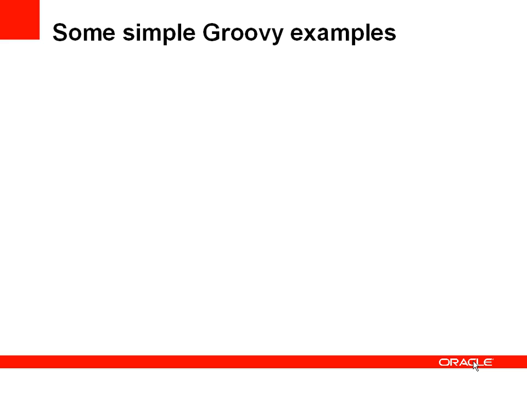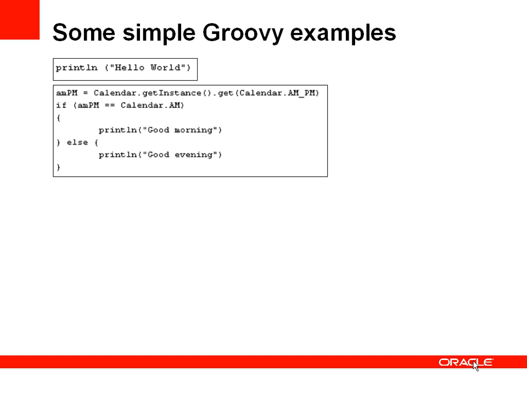So let's take a look at some very simple examples of Groovy syntax. The simplest one is the Hello World example and how you would print a string. Notice that Groovy doesn't require the semicolon you typically require if you're writing this in Java. The second example shows two points, the if-else statement, which should be very familiar if you're already developing in Java. And it also calls out to a standard Java class, which is the calendar class.